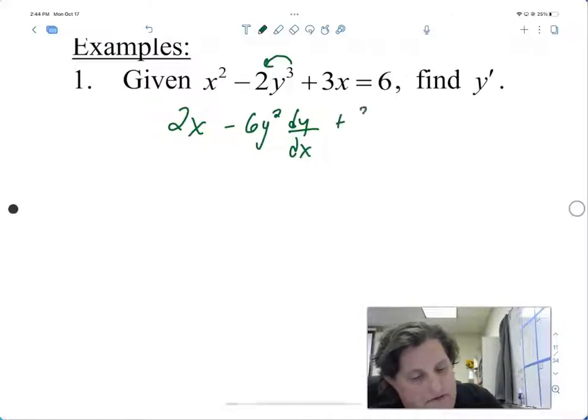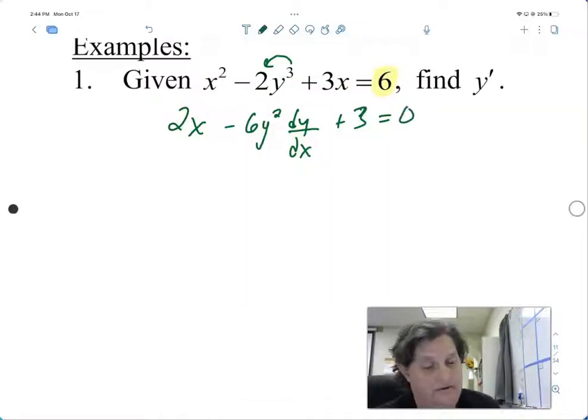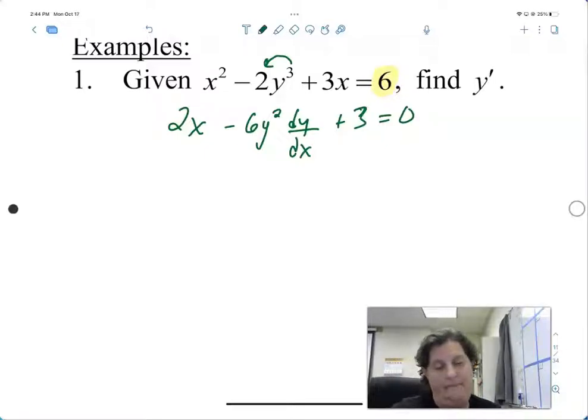Okay, this next one, the derivative of 3x is 3. I don't need the dx dx. And be careful, you guys. Everybody always messes this up. That is a constant, right? What's the derivative of a constant? 0. Okay? Now, we got to solve for dy dx.